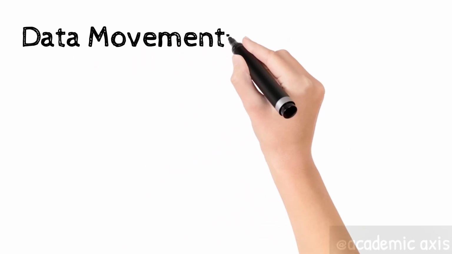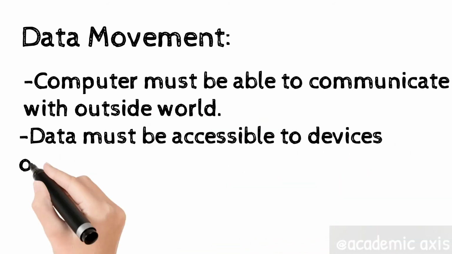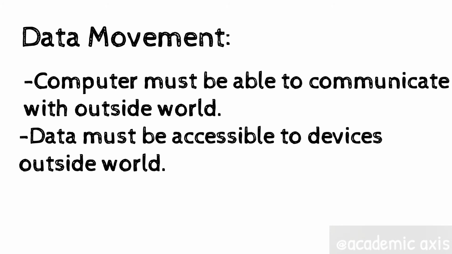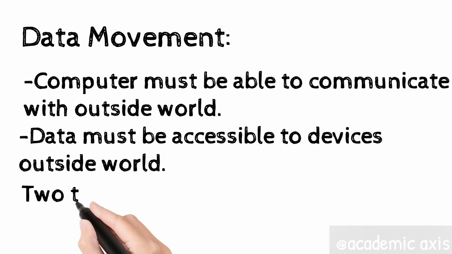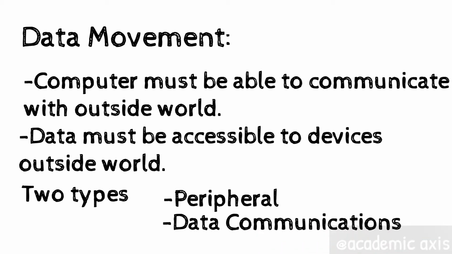Data movement. The computer must be able to move data between itself and the outside world. The computer's operating environment consists of devices that serve as either sources or destinations of data. There are two types: peripheral and data communication.